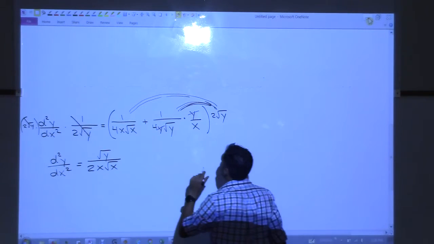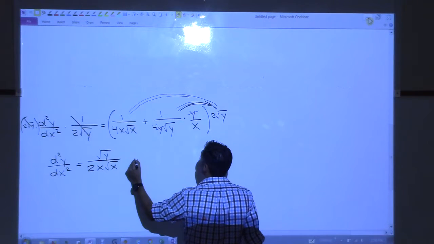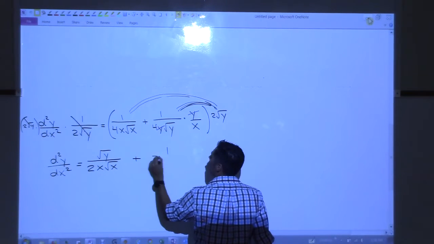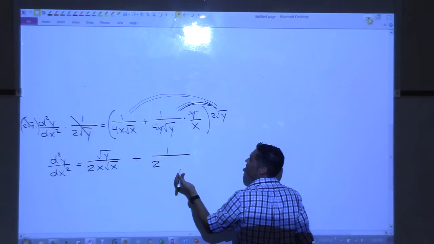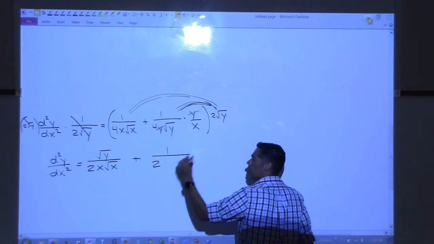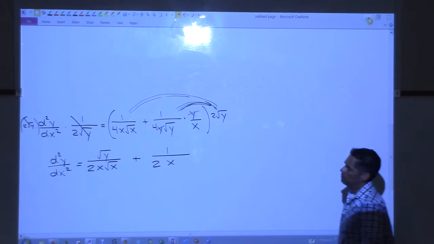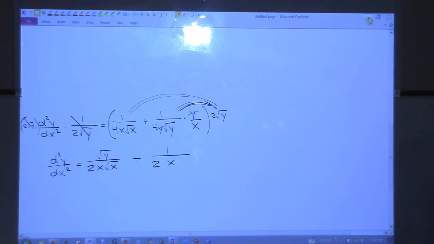So all we're going to have on top is plus 1. And on the bottom, the 4 and the 2 reduce, so we have a 2 and this x. We're there, okay? You could argue that's the derivative, but that's not the back of the book answer. Okay, so watch. Check this out.